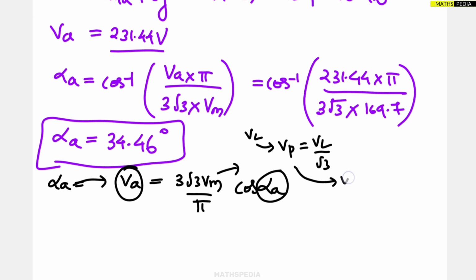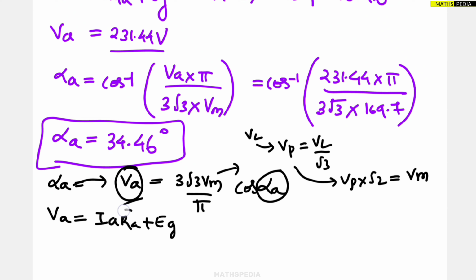Then V phase we are multiplying with root 2 in order to get VM. Simple concept. Now VA, how will you get? For the separately excited DC motor, the formula is VA = IA RA plus EG. In this, only RA we know. EG and IA we don't know. We have to find that.